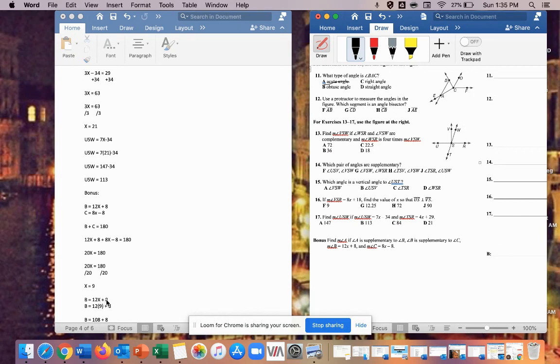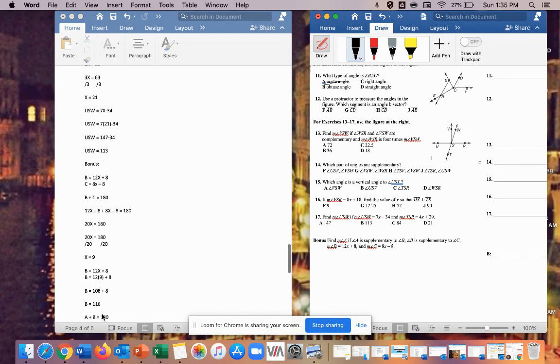Then you sub it in to figure out what B equals. B equals 12x plus 8, and x equals 9. So it's 12 times 9 plus 8. 12 times 9 is 108. Plus 8 is 116.